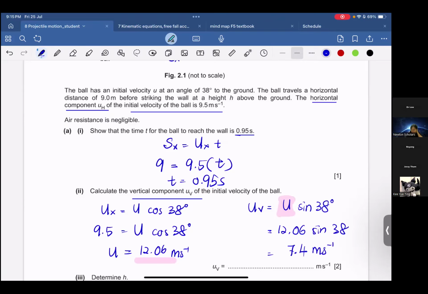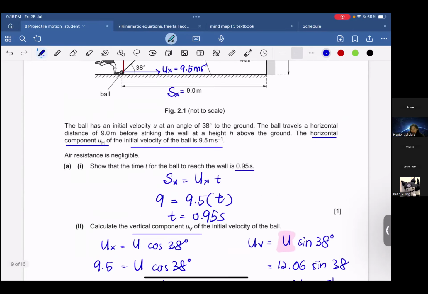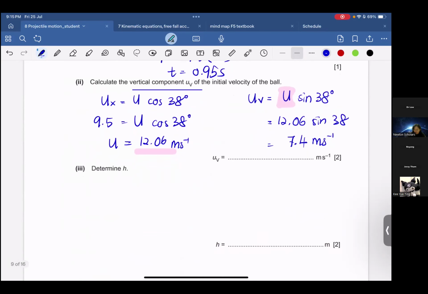Seven point four. Final answer is 7.4. Yes. Okay, next. They're asking you to calculate the H. H is SY. They want you to find SY. Okay, so here, what is your SY?